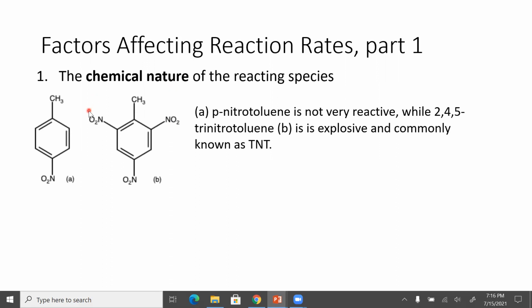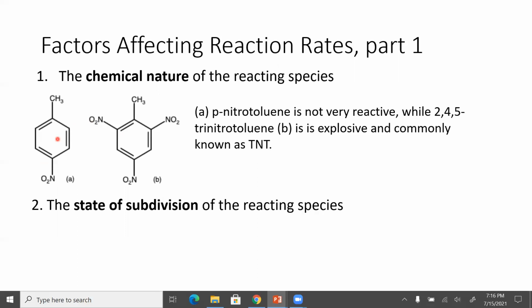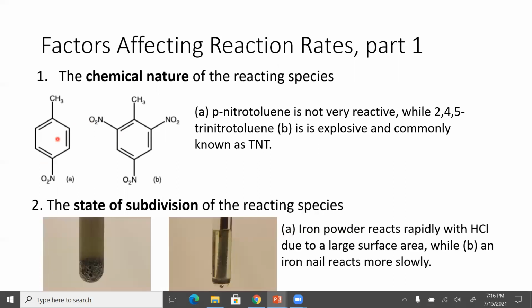So as an example, p-nitrotoluene is here, and 2,4,6-trinitrotoluene is here. This is TNT. TNT is very explosive. P-nitrotoluene is not reactive, just by the nature of their reactants. Okay, the state of subdivision of the reactants. Well, what does that mean? It just means the surface area.